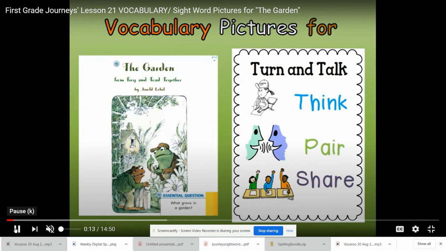We're going to do what we usually do, which is turn and talk, where we think about some questions I ask. We pair up with a partner to talk about those things and answer those questions. Although today and this year we might not be able to pair up because we're staying spread out. And then we would share with the class what we were thinking.